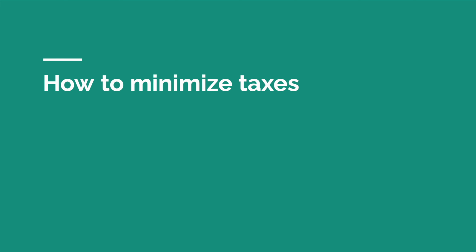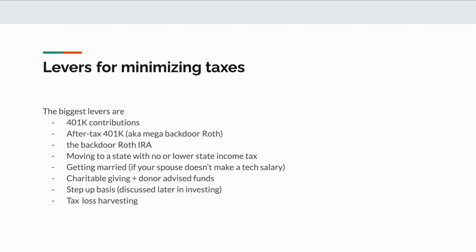Okay, so now that we have a basic understanding of the different concepts for how the taxes are calculated, we're going to talk about how you can reduce those taxes. What are your levers for reducing those taxes? The biggest ones certainly are 401k contributions. This is going to reduce your income, or it could reduce the capital gains that you pay on investments.